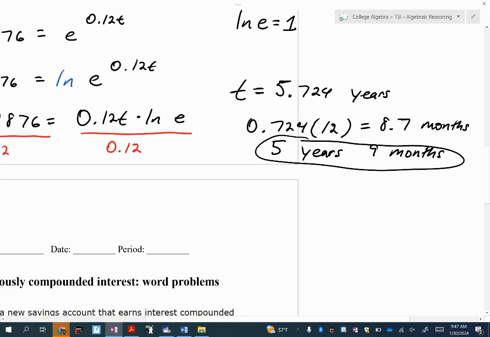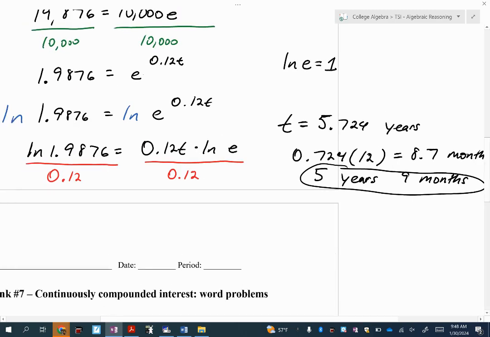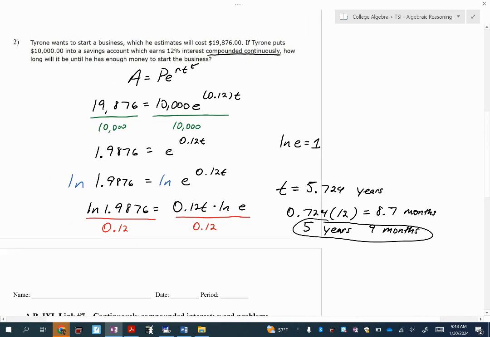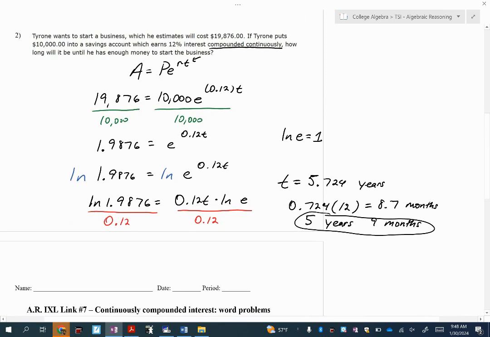So if Tyrone waits 5 years and 9 months for his money to grow, he will have over $19,876. Got to be patient, right? 5 years and 9 months. Okay, I'm going to move to number 3. I think that was probably the hardest one.